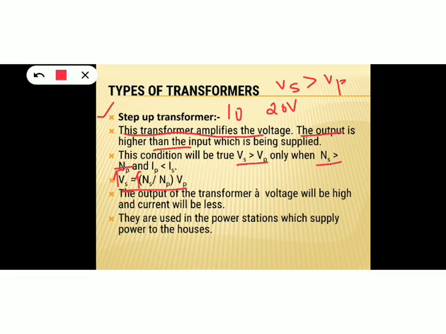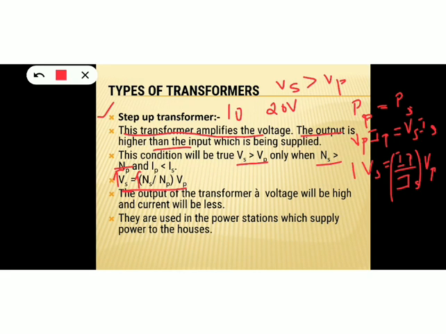Okay. And similarly, what about the current? We know that the power at both ends, that means the power at the input end and the power at the output end, must be the same. So the power at the input end is Vp into Ip, and the power at the output end is Vs into Is. So from this, what is Vs? Vs is equal to Ip by Is into Vp, right? So if Vs is to be greater, then Ip should be greater. That means the current flowing through the primary must be more.